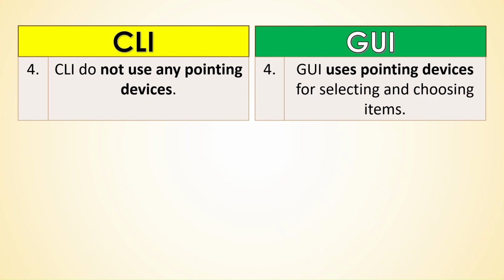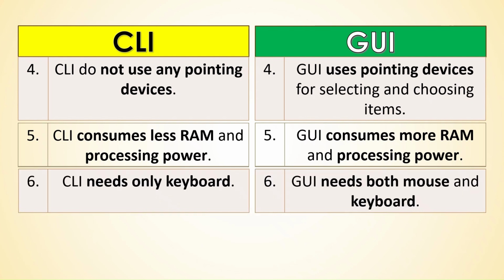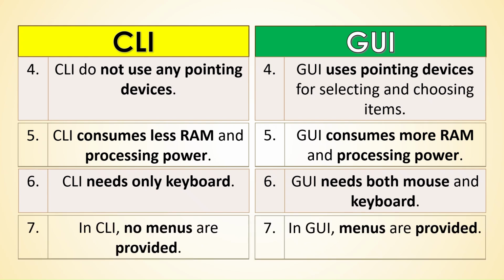CLI does not use any pointing devices. GUI uses pointing devices for selecting and choosing items. CLI consumes less RAM and processing power. GUI consumes more RAM and processing power. CLI needs only a keyboard. GUI needs both mouse and keyboard. In CLI, no menus are provided. In GUI, menus are provided.